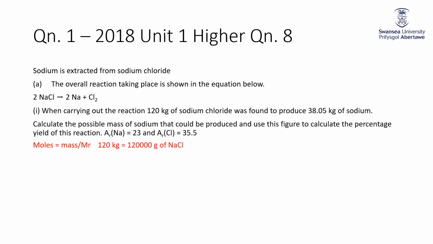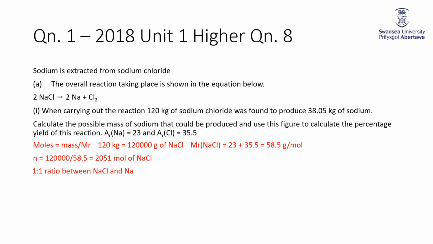So moles is mass over Mr. 120 kilograms is 120,000 grams. The Mr is then calculated by adding up the Ars to give 58.5 grams per mole. So then moles is 120,000 divided by 58.5 to give 2,051 moles of sodium chloride.